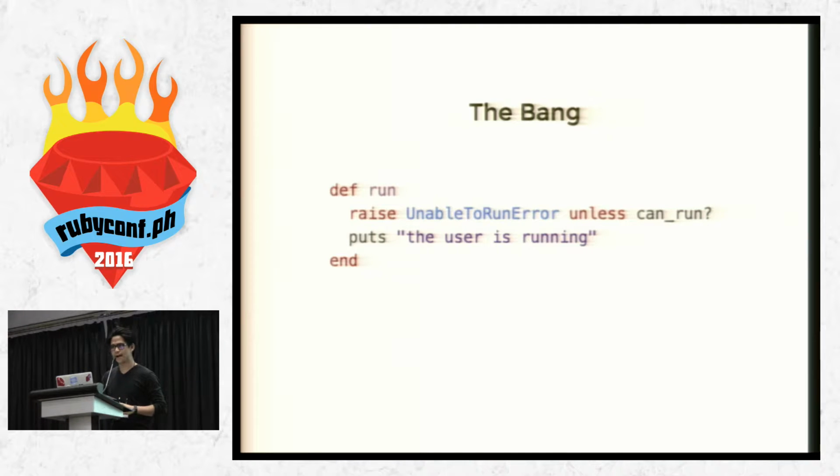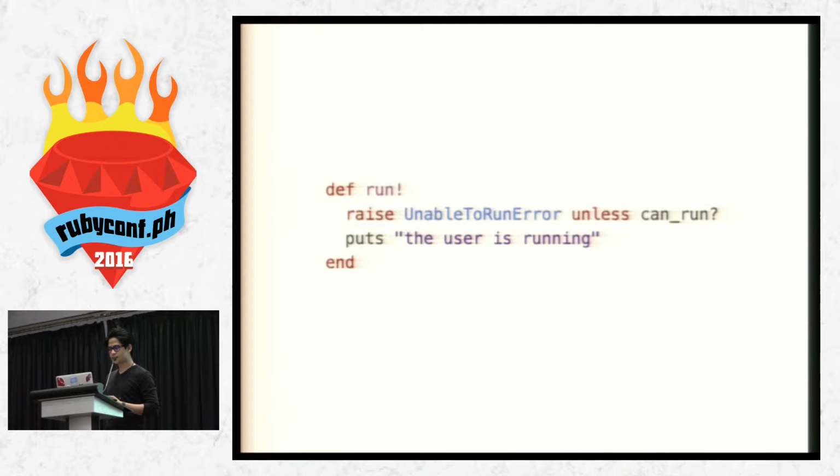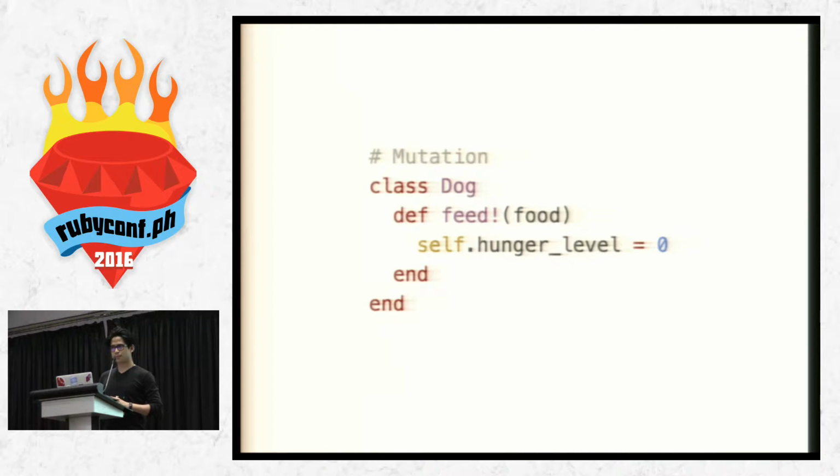How about this one? The bang. By first looking at it, it looks fine, right? But it's raising an exception. There's a possibility that this method might raise an exception. And when that's the case, you need to add a bang at the end of the method. Again, fundamentals, but easily forgotten. Another use of the bang is mutation. If you're going to mutate an object, like in here you have a method called feed, and it's going to change the hunger level of the object to 0, you need to add a bang as well.